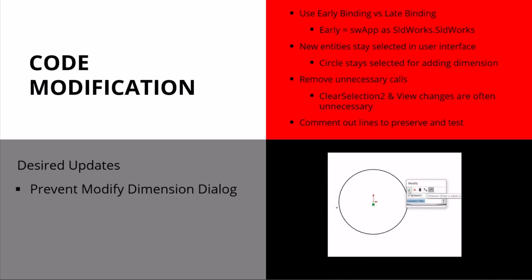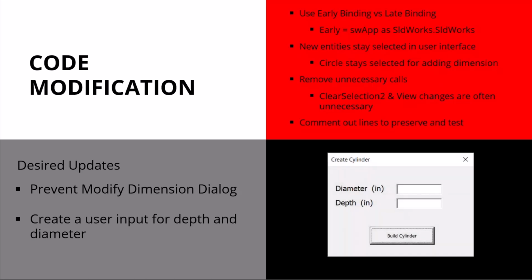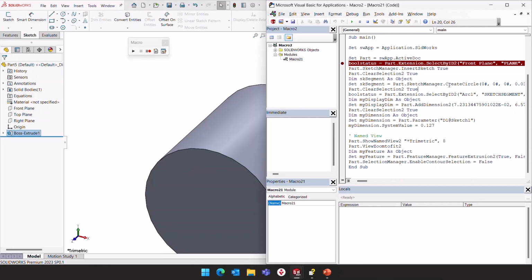So we saw when we debugged it, some updates we might want to make is prevent that modify dimension dialog so that it's fully automated. And we'll also want a user form so that we can input the depth and/or diameter for our cylinder. If we want to test out commenting those lines out, we can go back into our editor here and do another test without the unnecessary lines.